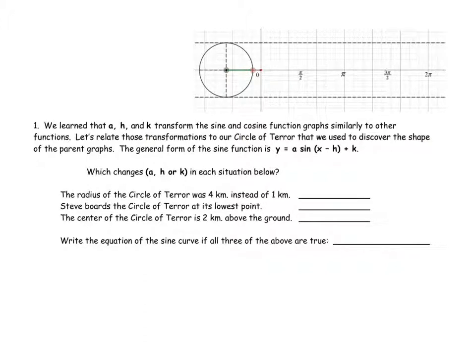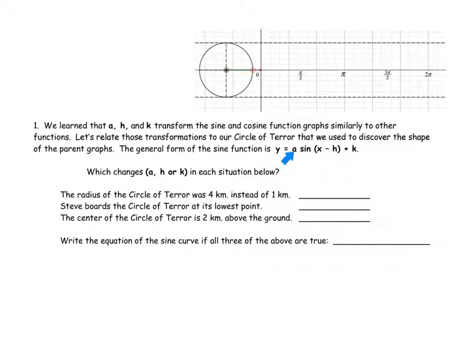So what we're going to do today is look at what it takes to squish something horizontally or stretch it horizontally, which we haven't done yet with any of our other parent graphs. So what we want to think about is our circle of terror, back to that little amusement park ride where somebody got on here, went around, and for the sine graph we were measuring the altitude and came back around here. For the cosine graph we were measuring the distance from the center line.